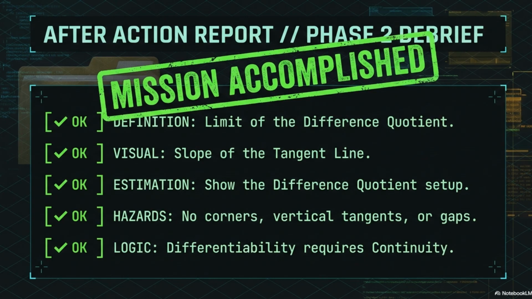After action report. Phase 2 debrief. Mission accomplished if you can confirm the following. You know the limit definition of the difference quotient. You can visualize the slope of the tangent line. You can estimate derivatives from tables by showing the setup. You can identify the three hazards where derivatives fail. And you understand the logical flow that differentiability requires continuity.